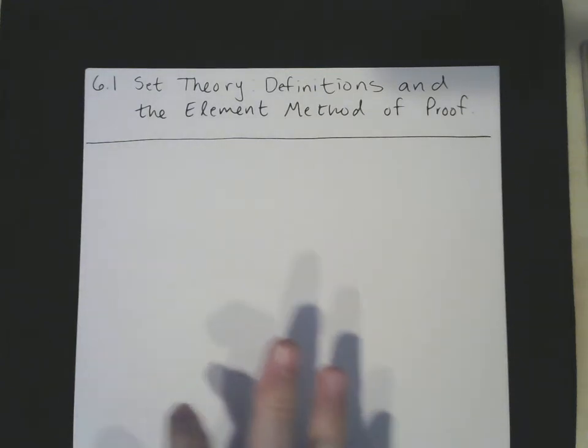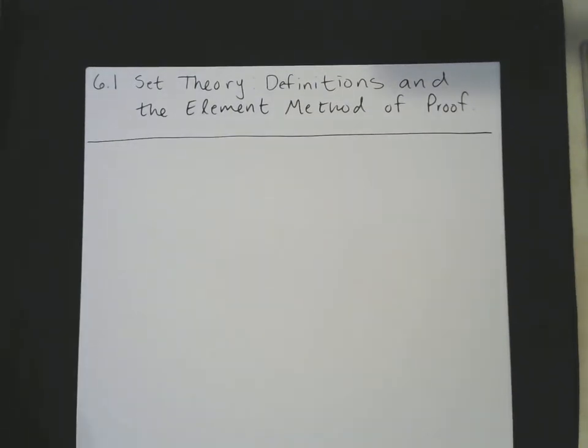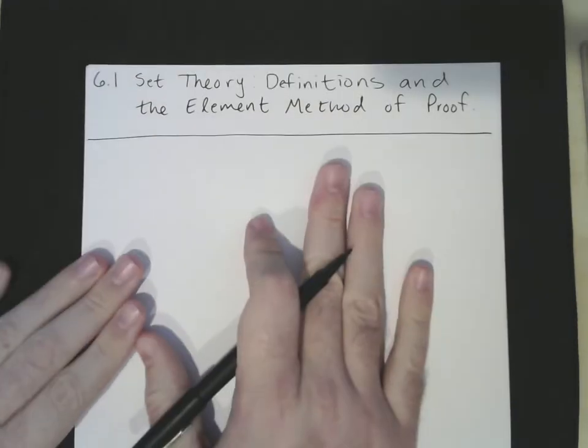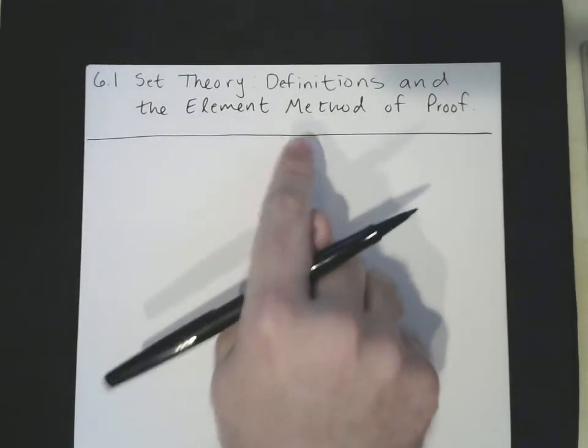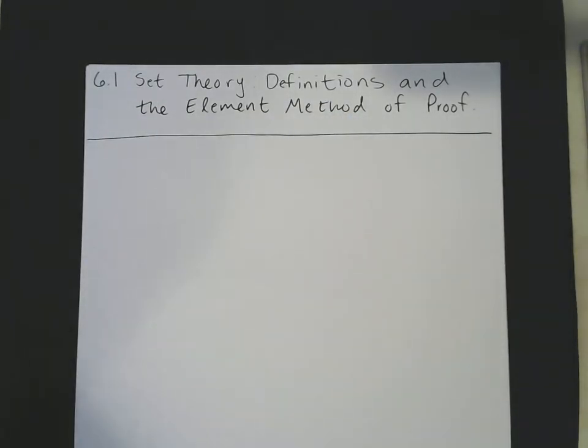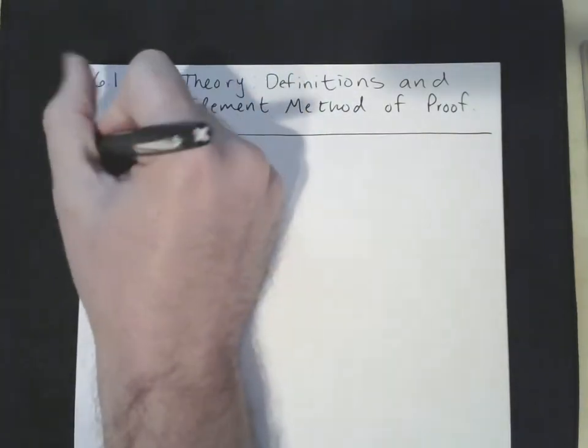Okay, chapter 6 is all about set theory and proofs that we can do with sets. I know most of us are familiar with sets, so a lot of this first section, which is the definitions and then a new method of proof, the element method, you're probably going to know and understand, but we have to have them written out explicitly just like we did in chapter 4. So when we do our proofs, we make sure that we're satisfying the definitions precisely.